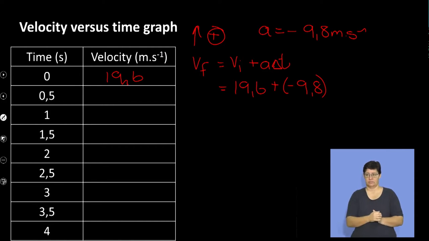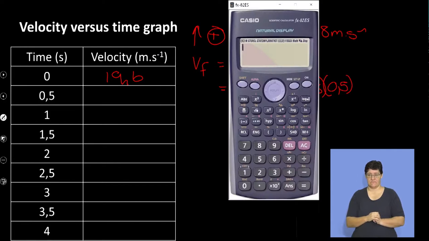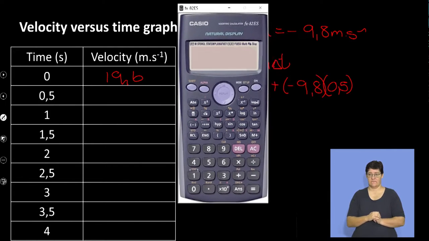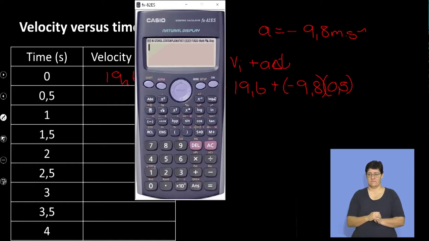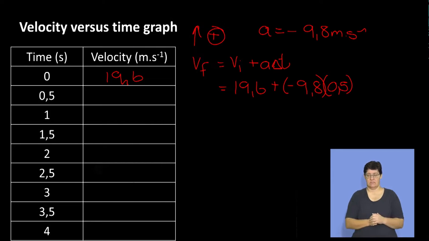First one is at 0.5. Right, so we need to have our calculators. So we've got 19.6 plus minus 9.8 times 0.5. And remember, we can't work with it as a fraction, so we get 14.7. So I'm just going to put that in there, all right?